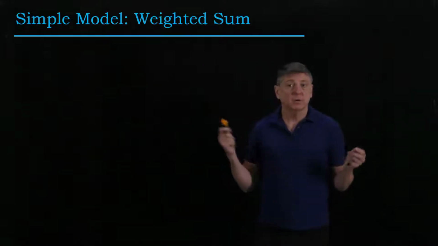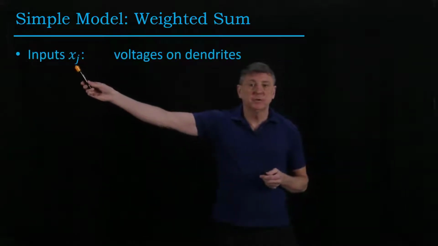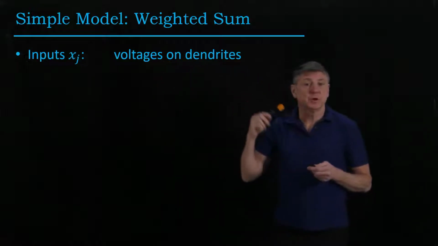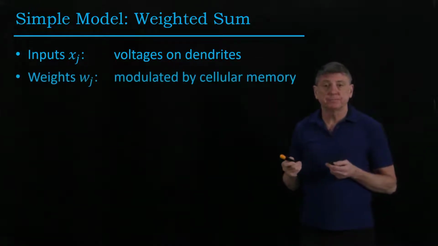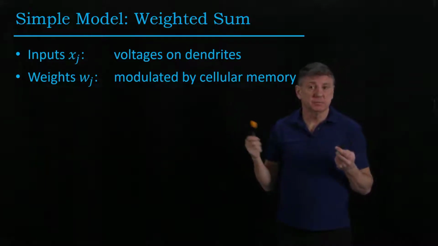Welcome. In this session in linear data analysis, we'll explore how data flows through a simple model of an artificial neuron. Our simple model is a weighted sum, and what that means is that we have inputs, and we'll refer to those as X, and these, you can imagine, are voltages on the dendrites of an actual neuron. The weights, which we'll represent as W, are modulated by the cellular memory.